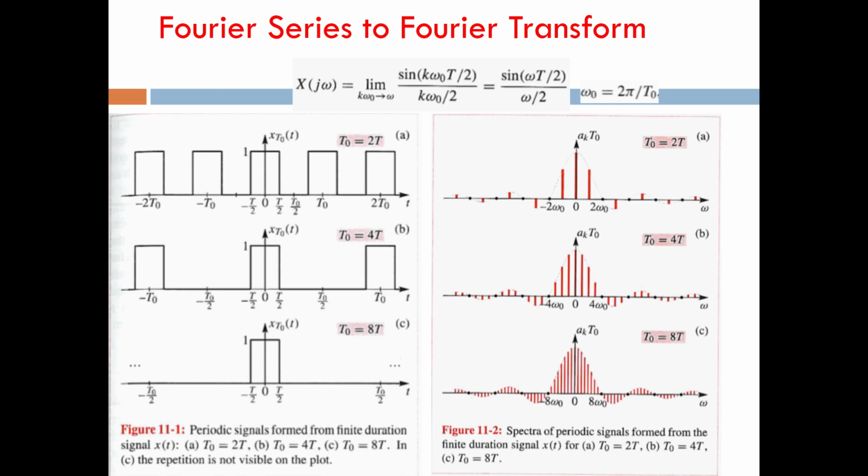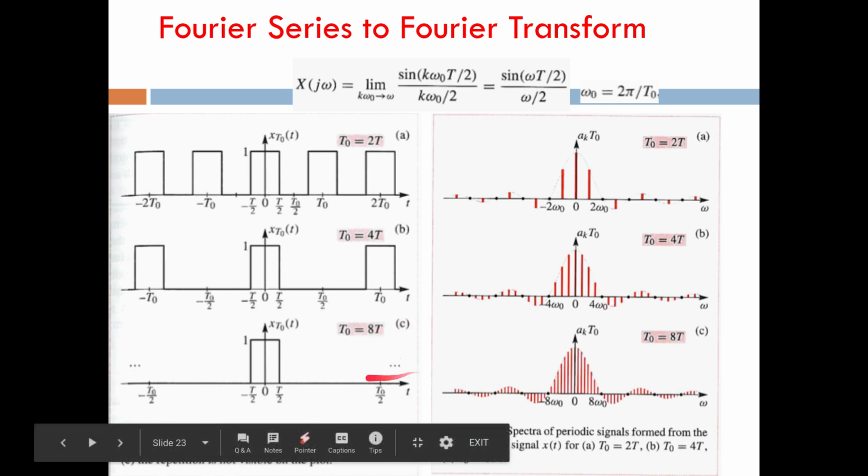Convergence of Fourier series to Fourier transforms is seen as we increase the time period of the signal. Now, as we can see in the first case, T0 equal to 2T, we get a frequency spectrum that looks like this. Now, as we bring it further away, that's T0 equal to 4T, we can clearly see the sinc form of the frequency spectrum. It's coming closer and closer. T0 equal to 8T, it can't even be covered in the depiction here, and we can see it's really close.